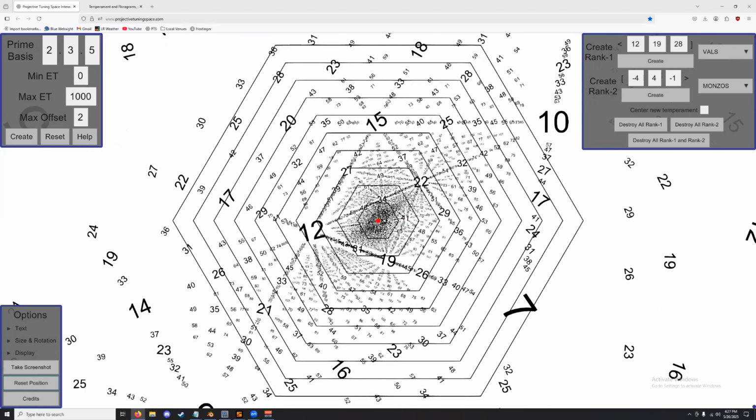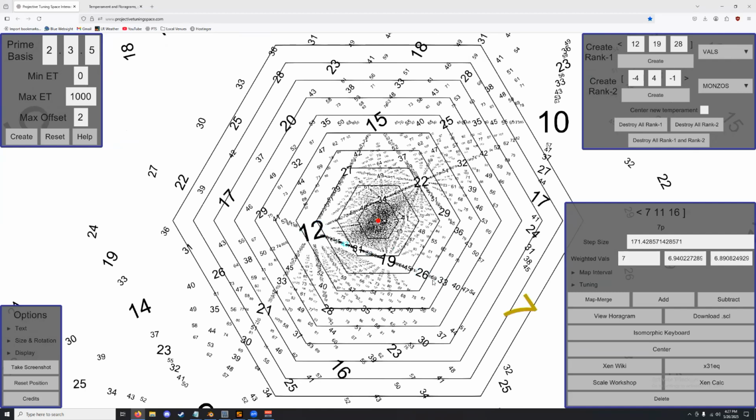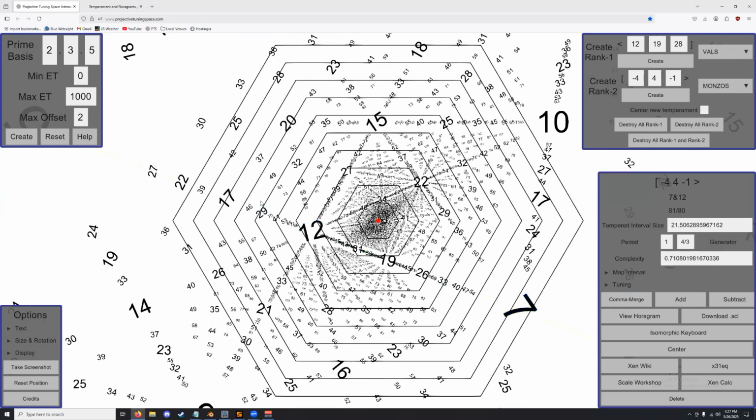So then projective tuning space, if it's showing the connections between temperaments, how would you make the lines from Paul Erlich's diagram appear, like the mean tone line? So I can click on one of these equal temperaments along the line and then click map merge and then it's going to turn blue, say it's ready, and then I click another one and it pulls this whole line out of it.